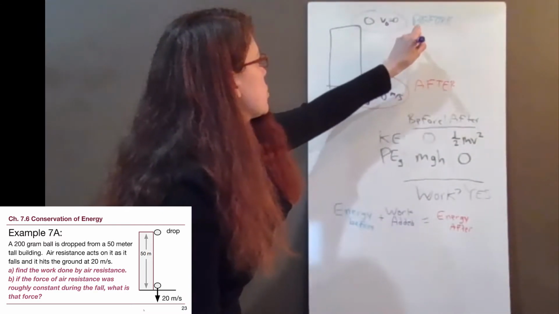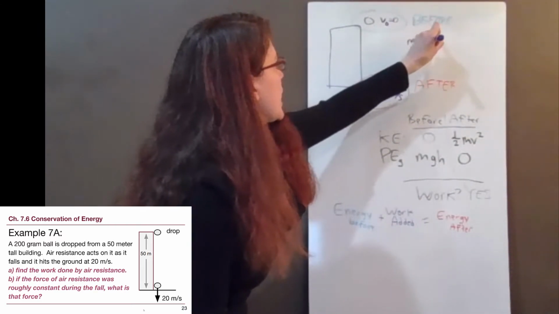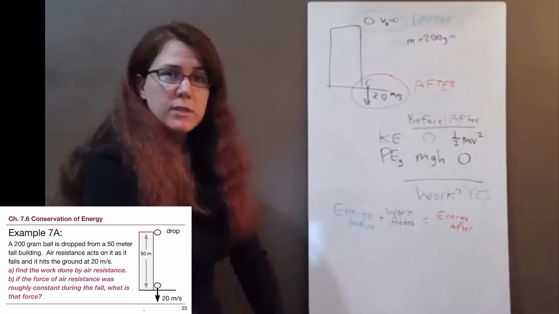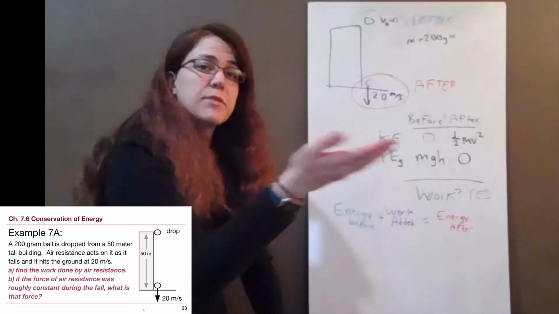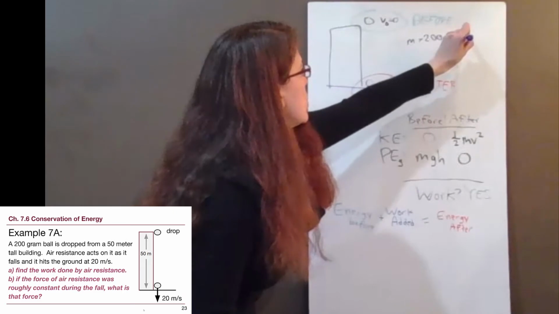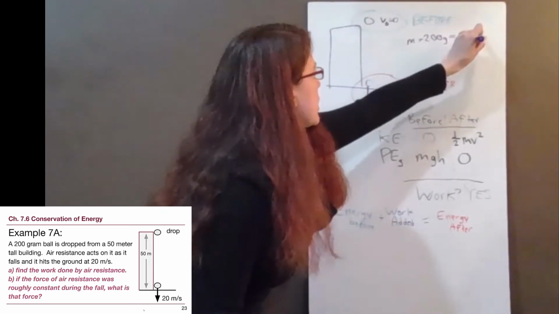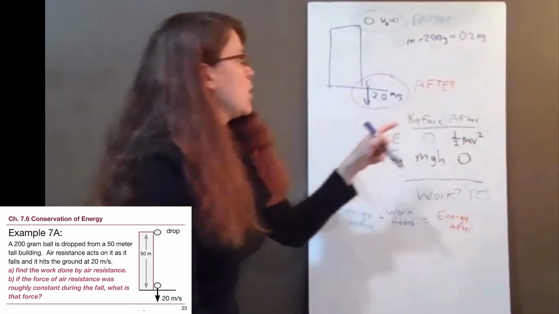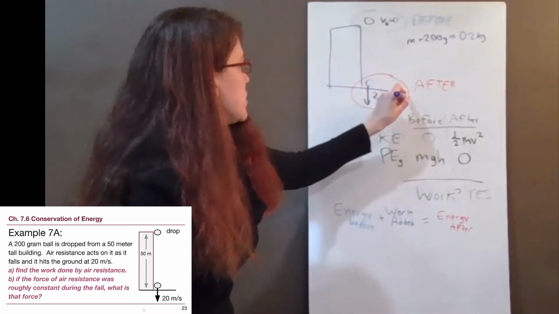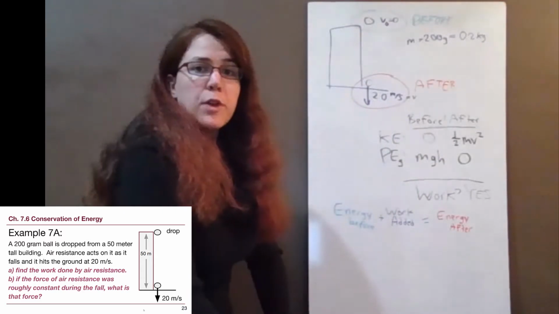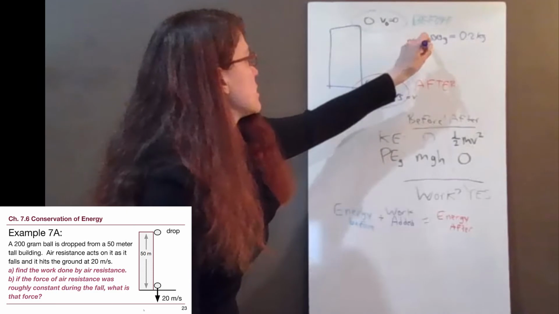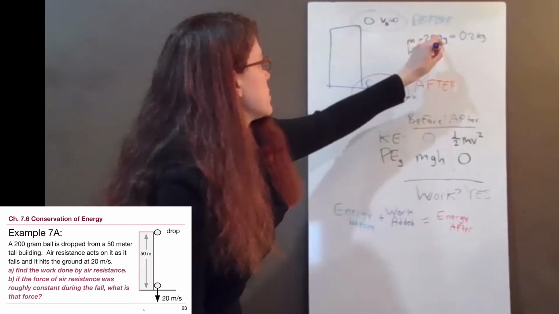So the mass was 200 grams. But we know our standard unit of mass is the kilogram. So we have to divide by 1,000 grams in each kilogram. And so we get 0.2 kilograms for the mass. We already have our final velocity here in the problem, so we can just label that as V. The ball was dropped from a 50-meter tall building, and so that is our height, 50 meters.